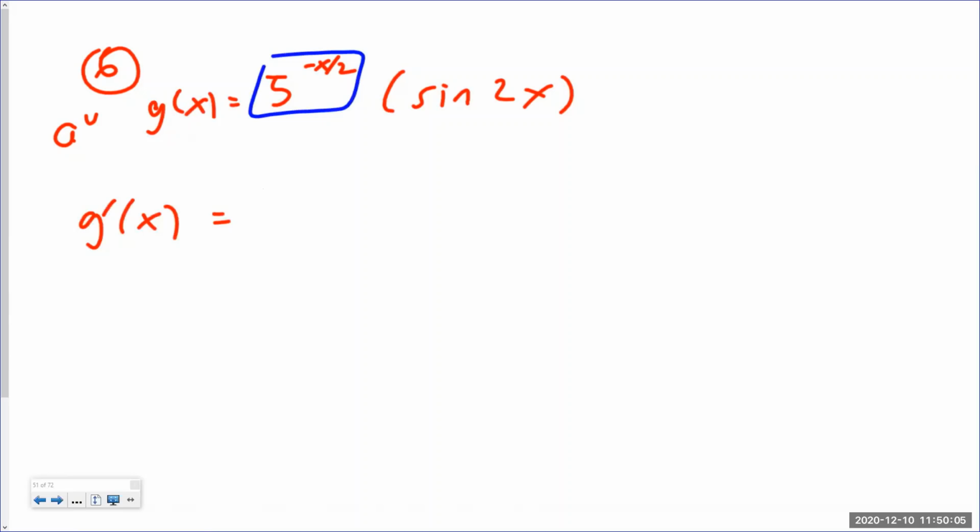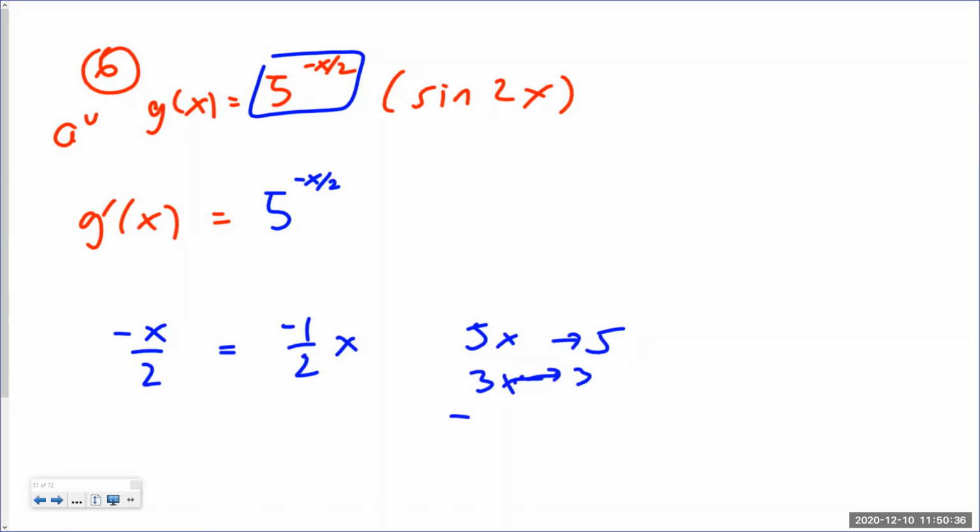It's going to be the derivative of the first. Okay, that's going to be copy it times the derivative of this. So let me take this over. What's the derivative of negative x over 2? Negative 1/2. Bounce the x out, guys. Isn't that negative 1/2 x? What's the derivative of 5x? Isn't that 5? What's the derivative of 3x? Isn't that 3? What's the derivative of negative 3x? Isn't that negative 3? So what's the derivative of negative 1/2 x? Negative 1/2. All right, so the derivative of negative x over 2 is negative 1/2 times that ln factor. Okay, so that's the derivative of the first times the second.